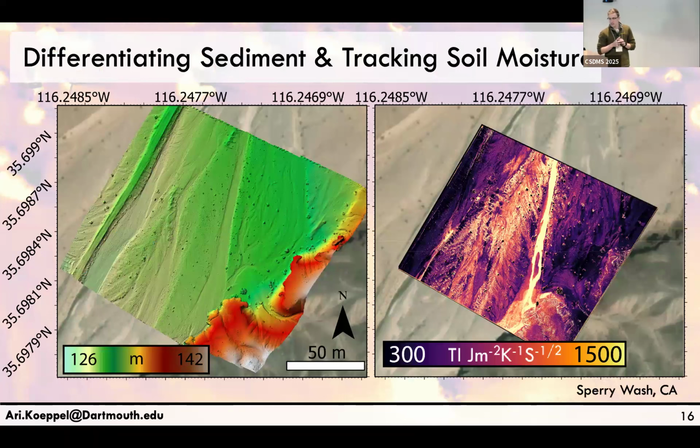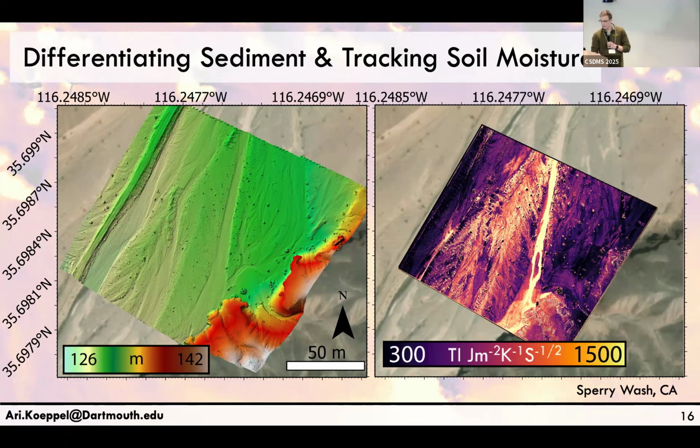Finally, I want to bring you to this ephemeral channel called Sperry Wash in California, where there is a wide diversity of sediment accumulating in different portions of this channel system. There's a DEM on the left, and that's the thermal inertia result on the right. And one thing that might catch your eye is that really bright strip. That's actually this subsurface flow that's occurring through the channel, which you couldn't necessarily see standing there unless you dug with a trowel.